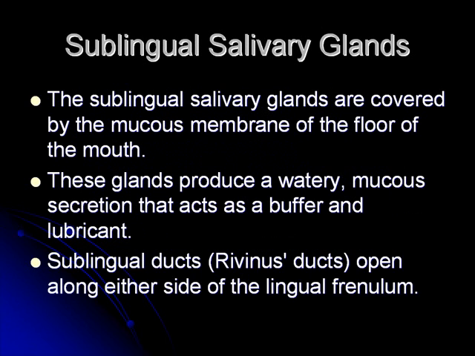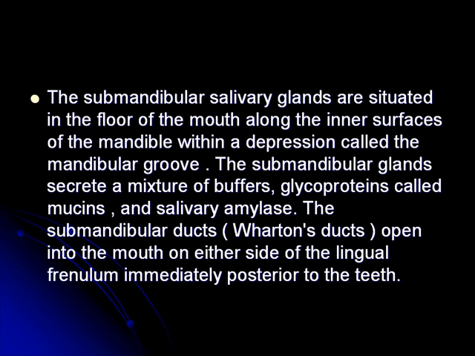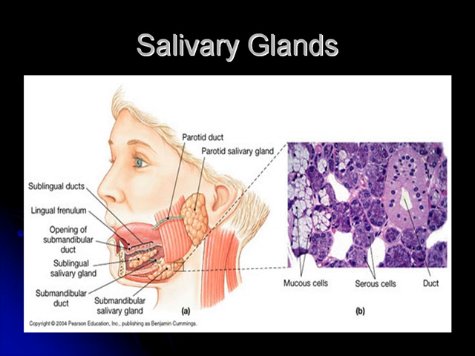The sublingual salivary glands are covered by a mucous membrane on the floor of the mouth. These glands produce a watery mucus secretion that acts as a buffer and a lubricant. Sublingual ducts, or the ducts of Rivinus, open along either side of the lingual frenulum. The submandibular glands are situated in the floor of the mouth along the inner surfaces of the mandible within the depression called the mandibular groove. The submandibular glands secrete a mixture of buffers, glycoproteins called mucin, and salivary amylase. The submandibular ducts, or the Wharton ducts, open into the mouth on either side of the lingual frenulum, immediately posterior to the teeth.